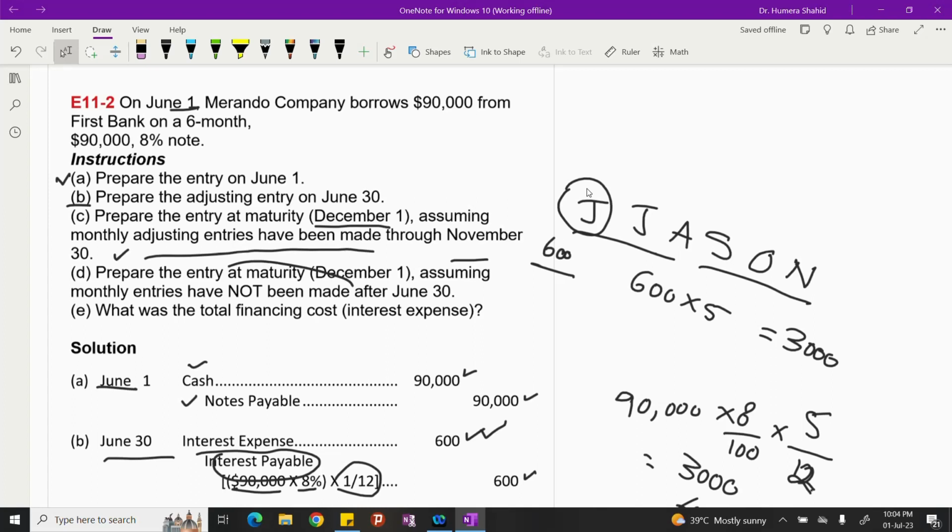Let's see the variation which we added for you. In point number B, we did the recording of the June 30th, but after that, for July, August, September, October, and November, in point D, we are saying monthly entries have not been made. So there is no interest payable which is recorded. So what we will do, like the previous question, we will record interest expense and pay it simultaneously. But 1 month interest is already recorded with the help of journal entry number B. So let's check it out.